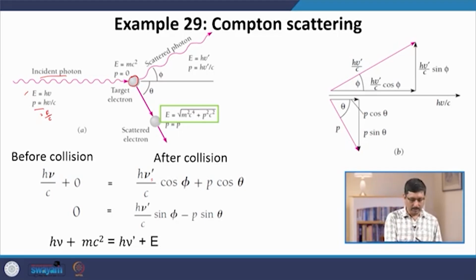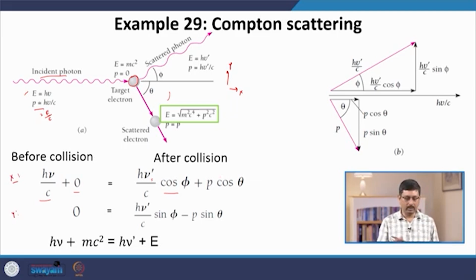Before collision, if we write down the expression for momentum in the x direction, this is the momentum of the photon, which was completely in the x direction, and we assume that the electron was at rest, so this is the momentum of the electron before collision. After collision, the photon is a different photon now with a different frequency. It moves in this direction, so its x component is h nu prime divided by c times cosine phi, and the x component of the electron's momentum, where this is my x direction and this is my y direction, is given by p cos theta.